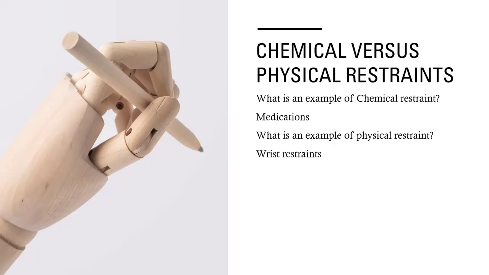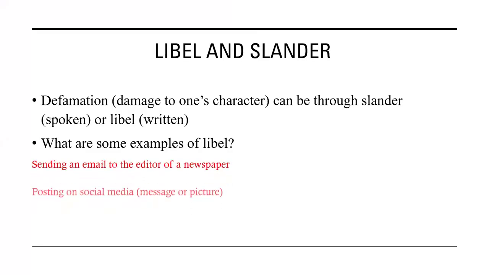A physical restraint, examples of physical restraints are wrist restraints, side rails up on all sides, vests. These are devices that are used to confine or bind a patient. That's a physical restraint. Okay.